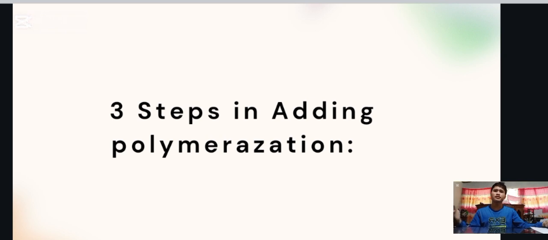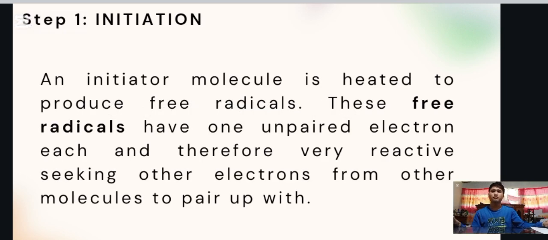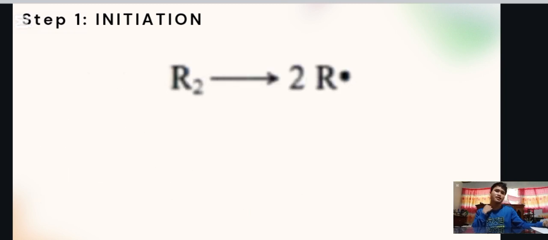They involve molecules with double bonds or triple bonds. There are three steps in addition polymerization that we must know. Step 1 is initiation. An initiator molecule is heated to produce free radicals. These free radicals have one unpaired electron each, therefore very reactive, seeking other electrons from other molecules to pair up with.